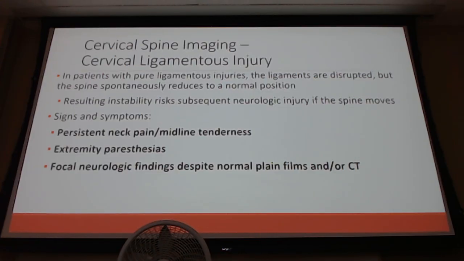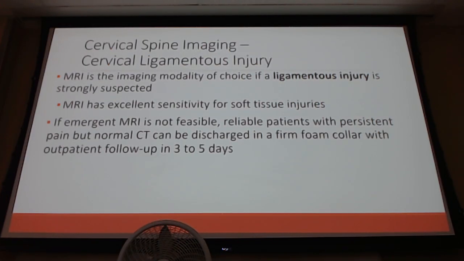All right, so if there's any pure ligamentous injury, this is something we'll mostly see with our exam findings, and we may have normal imaging, which we still need to consider. So if they have persistent neck pain, midline tenderness, normal imaging, and any sort of focal neurologic findings, we need to consider a ligamentous injury, and that would call for an MRI, which is sometimes difficult to get emergently, so we may have to consult ortho or a spine doctor immediately for this.